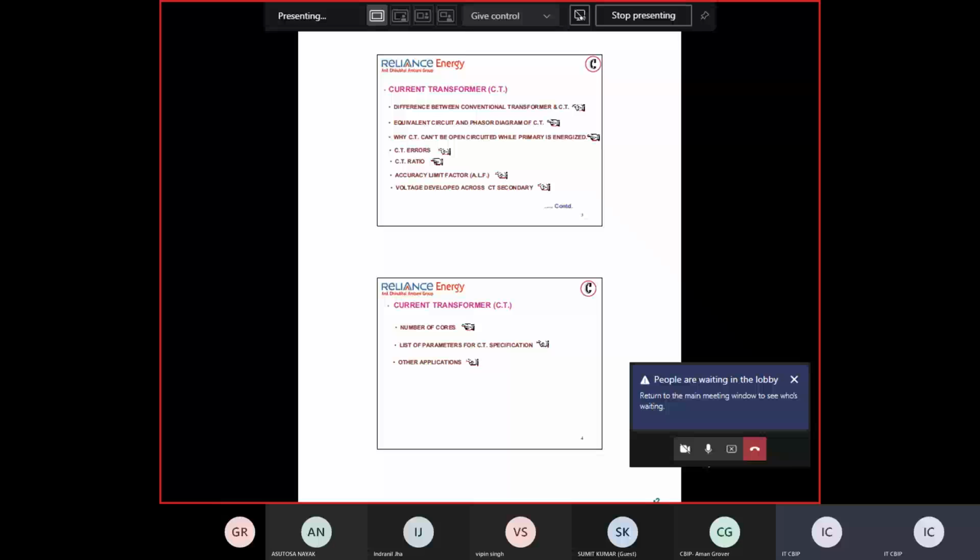Why can a CT not be open circuited while the primary is energized? Very important question. CT errors, CT ratio, accuracy limit factor or ALF, voltage developed across the CT secondary, number of cores, list of parameters of CT specification and other applications. So these are the prospective areas we have to learn, understand and apply.